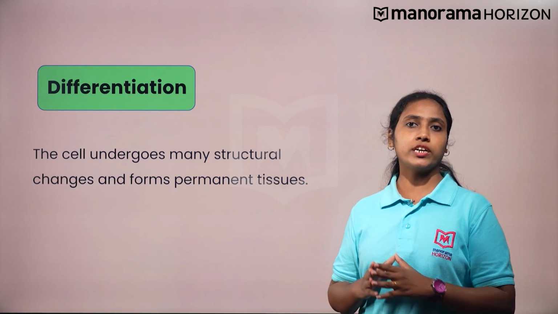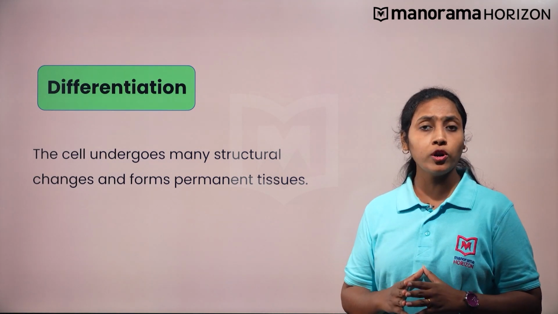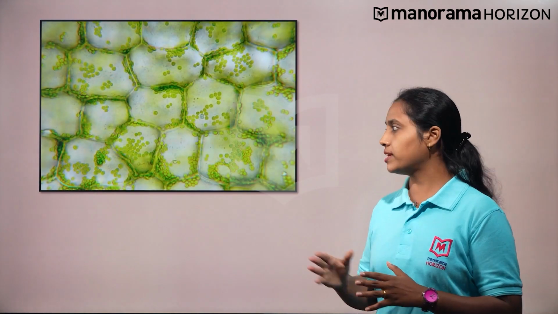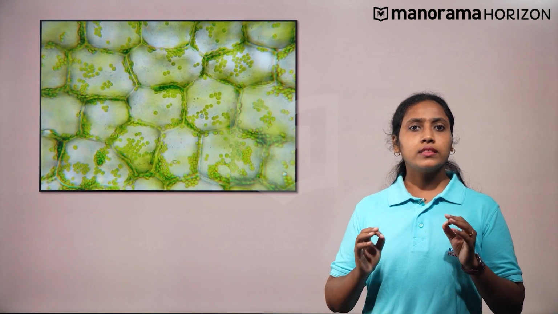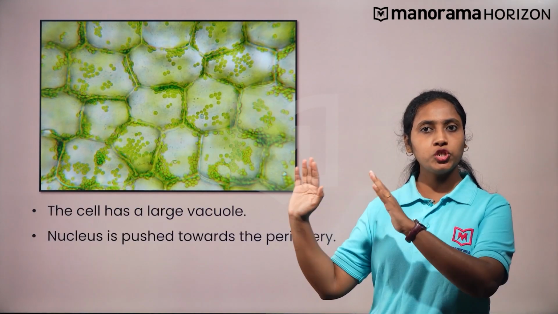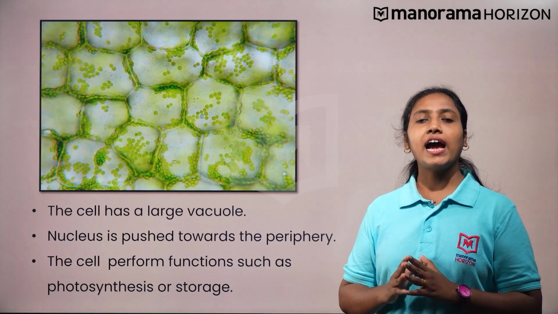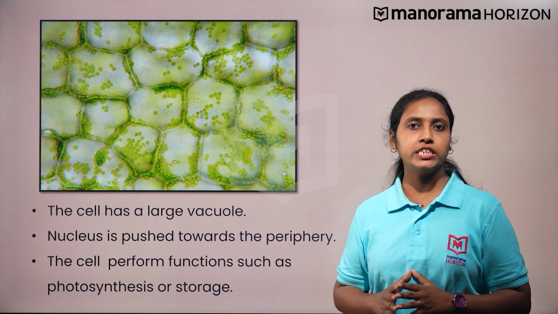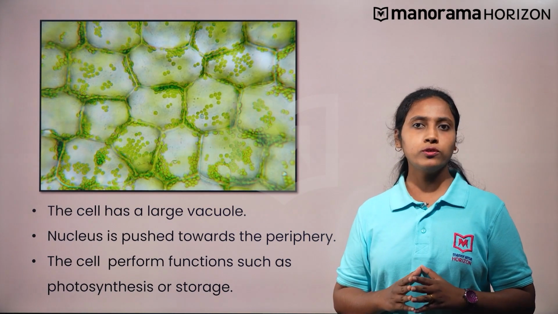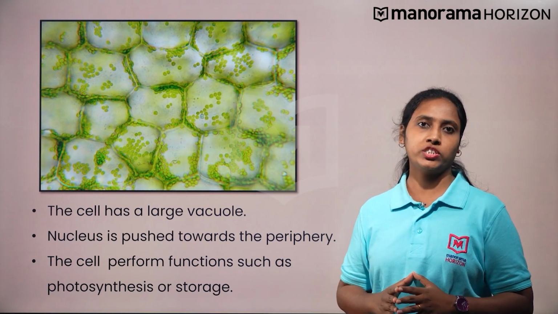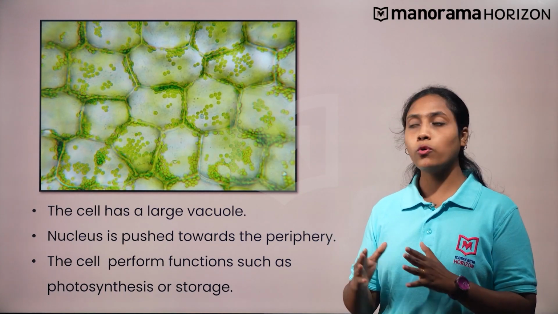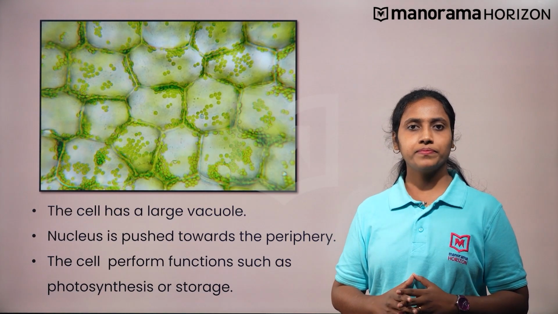To make the structure and function more clear, let's take an example of a parenchyma cell. The cell has a large vacuole. The nucleus is pushed towards the periphery, and most importantly, the cell has to perform functions such as photosynthesis or storage. Similarly, try to think of more such examples.